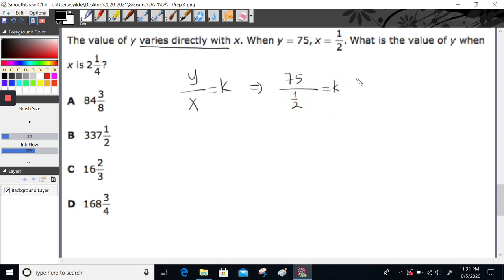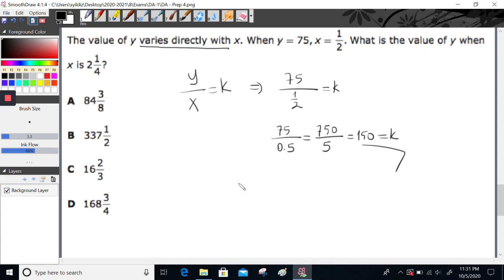This is k, right? So what is the value of y when x is 2 and 1 over 4? First of all, let's find k. Instead of 1 over 2, we can write 0.5. So 75 over 0.5. You can use your calculator to find this, or we can multiply both numerator and denominator by 10: 750 over 5. So 75 over 5 is 15, so that's going to be 150. That means k is equal to 150. Don't forget this, we're going to use it for the next case.